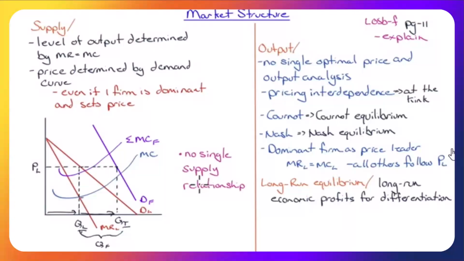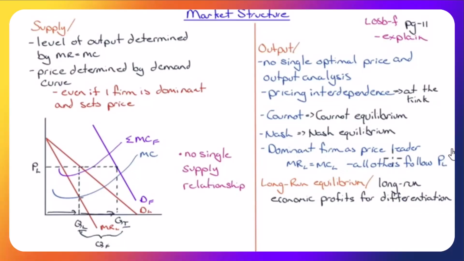Let's look at an analysis of output. There is no single optimal price and output analysis in an oligopolistic market structure. In pricing interdependence, we just arrive at an equilibrium point at the kink. That is our optimal output and price. Under Cournot, we find a Cournot equilibrium. That would be the optimal output and price under that pricing strategy. Under Nash pricing, a Nash equilibrium pricing strategy, we find the Nash equilibrium point.